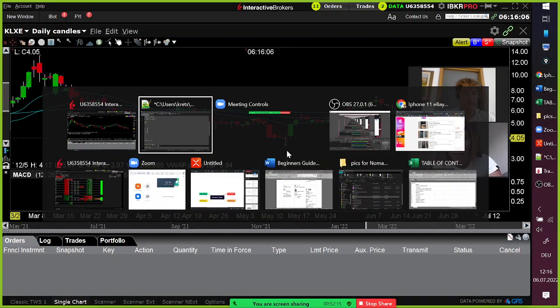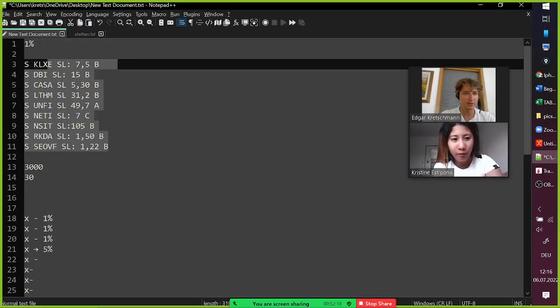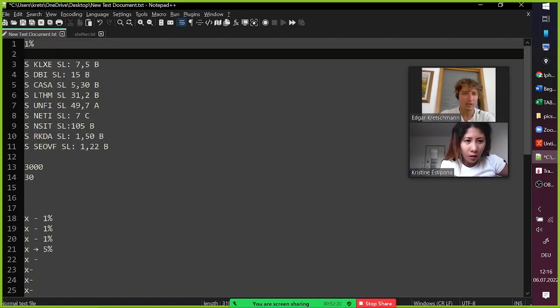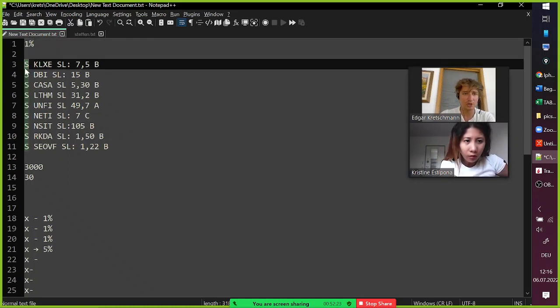So here I have a list of stocks. This one is a short. We're selling the stock. We have an SL, a stop loss, at 7.5. No, no crypto at the moment, just real stocks, real businesses. Crypto is the future, but not at the moment. It will come again, but not at this moment.